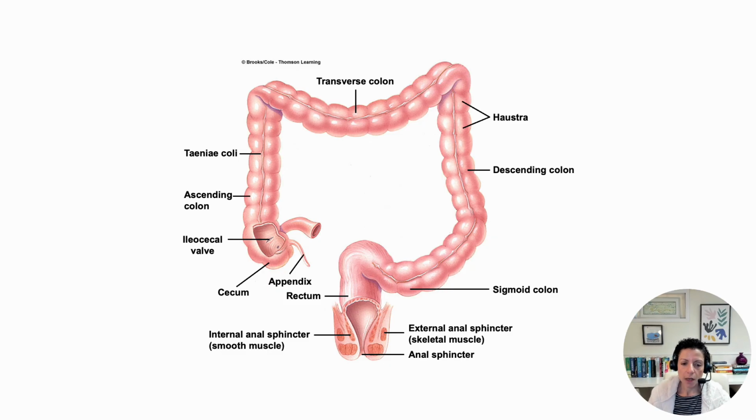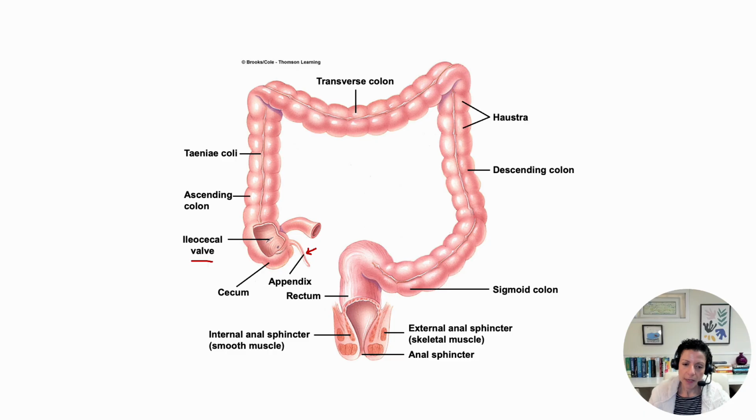So the first part of the large intestine starts at the cecum. At the cecum is where the small intestine empties into the large intestine. And the opening to the large intestine from the small intestine is called the ileocecal valve. It's right there at that cecum that we have the structure that's described as being vestigial or left over from evolution, which is the appendix.